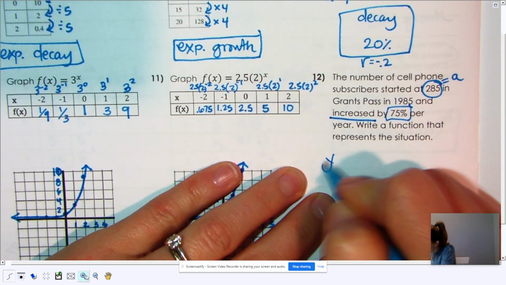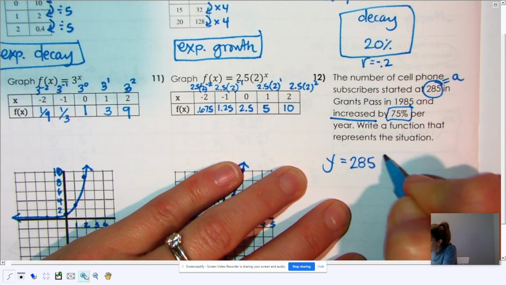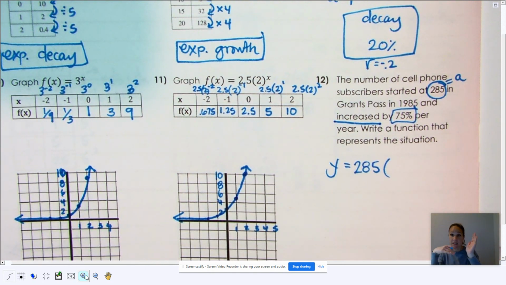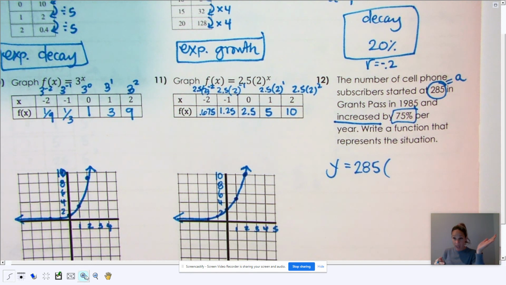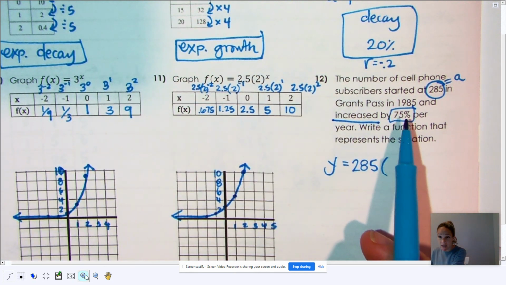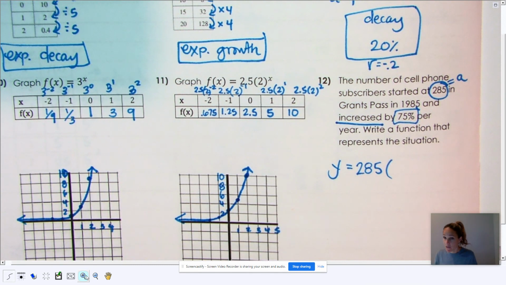So we have y equals our initial value, 285. And then remember that what we're multiplying by is going to be 100% plus a rate if it's growing, or 100% take away a rate if it's decreasing. So this one is increasing. So I'm going to take 100%. I'm going to add 75% to that. So I'm going to get 175%.